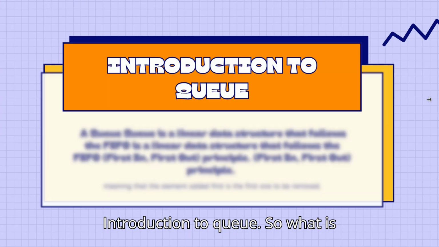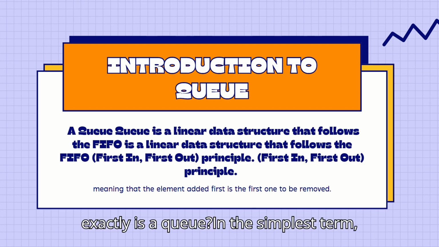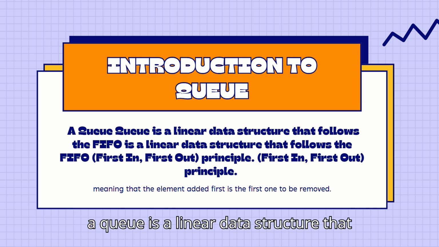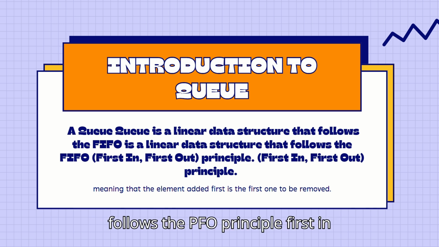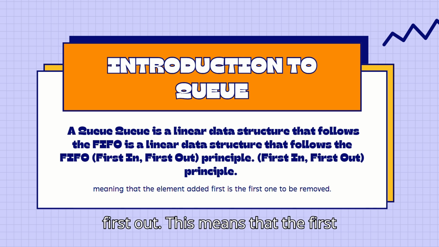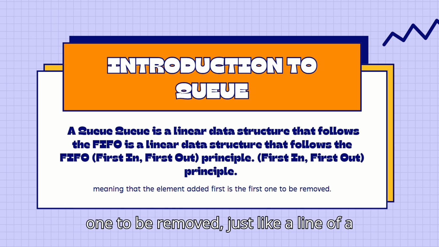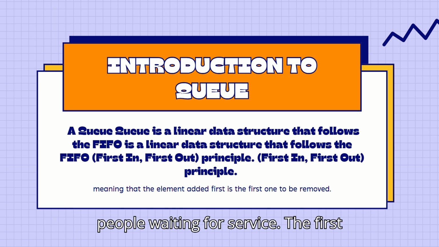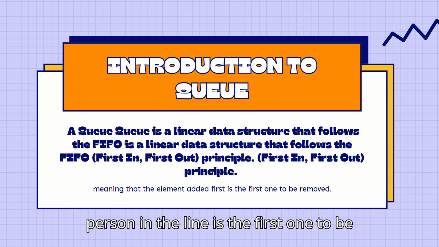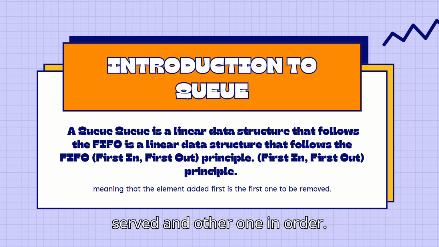Introduction to queue. So what exactly is a queue? In the simplest terms, a queue is a linear data structure that follows the FIFO principle, first in, first out. This means that the first element added to the queue is the first one to be removed, just like a line of people waiting for service. The first person in the line is the first one to be served, and so on in order.